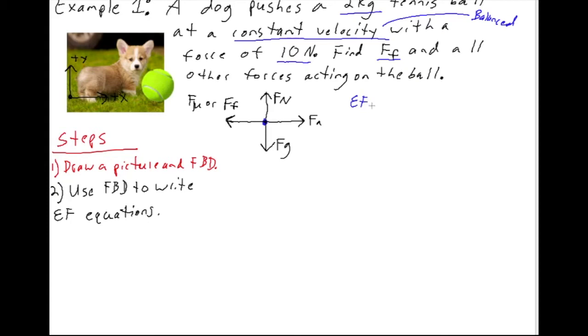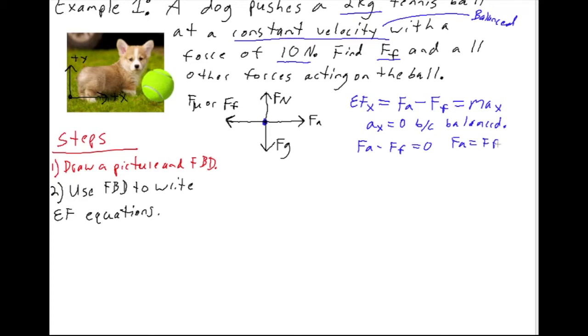Now I'm going to go ahead and write my net force equation for the x direction. So I have net force in the x is equal to the forces that point to the right. That would be force applied minus the forces that point to the left, force friction. And we know that's equal to mass times acceleration in the x direction. Since this is balanced though, that's telling me that acceleration in the x direction is 0. Therefore, force applied minus force friction is equal to 0. That just means that force applied equals force friction.